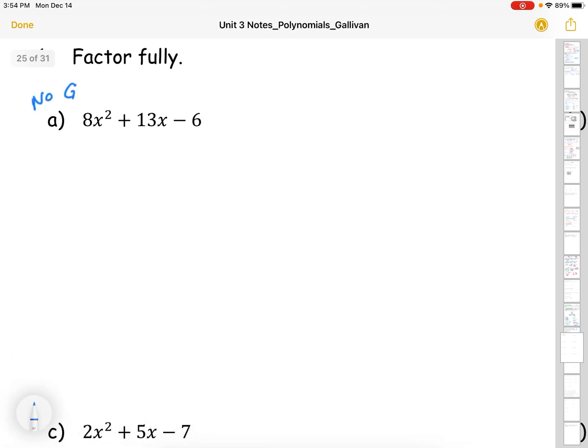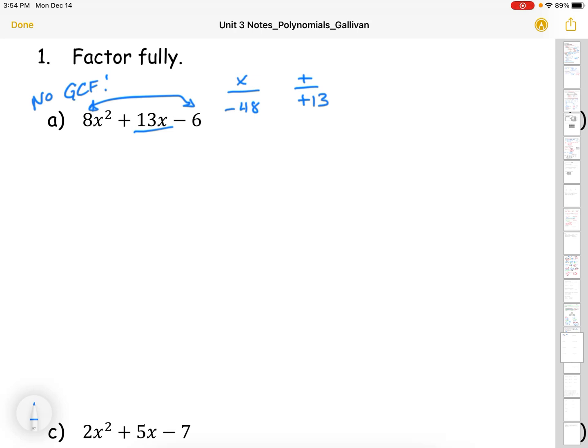No GCF. That's what we looked for first. Woohoo! Now we're going to multiply these two together. So multiply to get 8 times negative 6 is negative 48. So we're going to list our factors, and we want them to add up to positive 13.